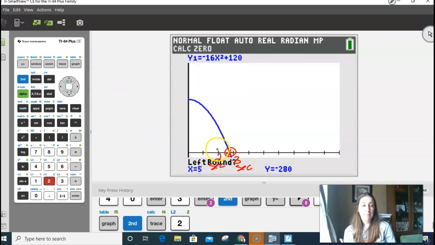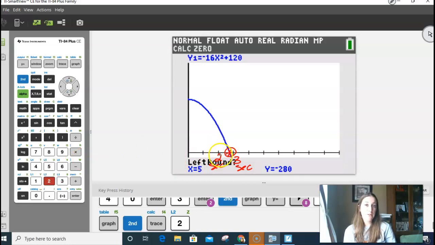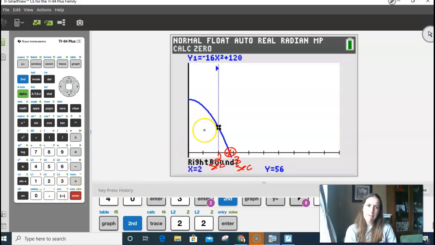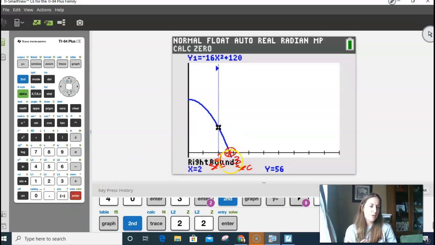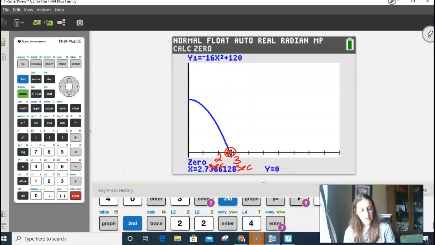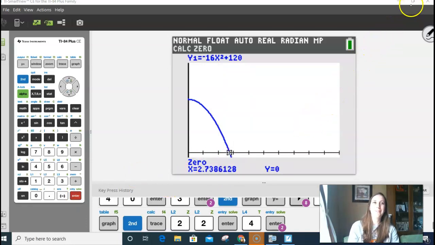Left bound, they want a time before it hit the ground. Well, for certain, 2 seconds was before it hit the ground, so I'm going to type 2. Okay, now it's going to say, give me a time after it hit the ground. I'm really certain 3 is after it hit the ground, but just to be safe, I'm going to go to 4. And then you'll see these 2 blue lines pop up. The thing you're trying to find should be in between these 2 blue lines, which it is. So hit enter one more time, or you can type a guess. It's up to you. But you should probably erase this. There we go. Hey, good guess, Abruzzo. All right, 2.74 seconds.